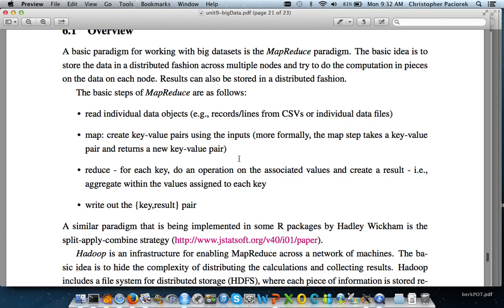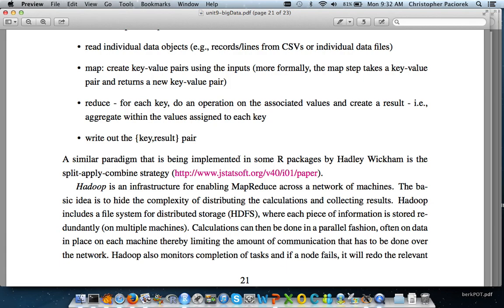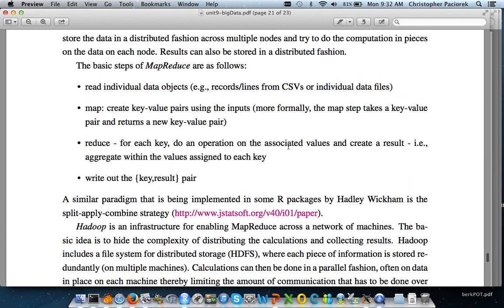And then Hadoop is basically an infrastructure for enabling and implementing this sort of paradigm across a network of machines. And it comes with a distributed file system that manages the breaking up of the data into different files that are distributed across different machines. Okay, so I know that was a bit vague, but are there questions at this point?